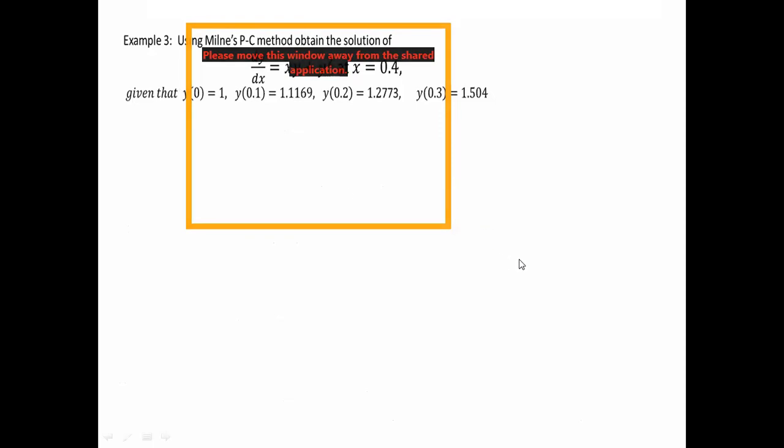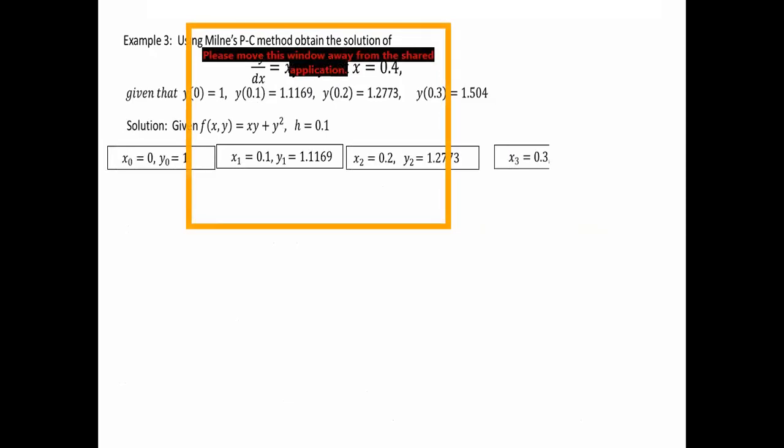So one more problem is given. I'll definitely show this one. The function given is dy by dx is equal to xy plus y square. The solution is required at x equal to 0.4, and y of 0, y of 0.1, y of 0.2, y of 0.3 are given. First step you have to do is identify all these values, similar to the previous problem. So next you have to first write the formula and get the value of f1.